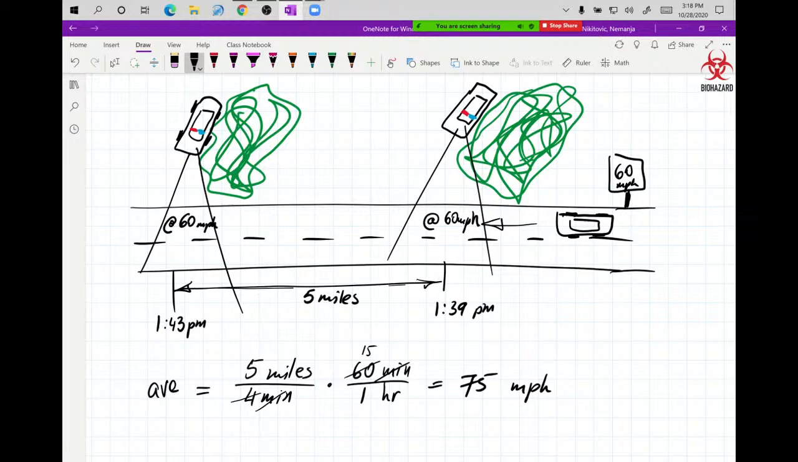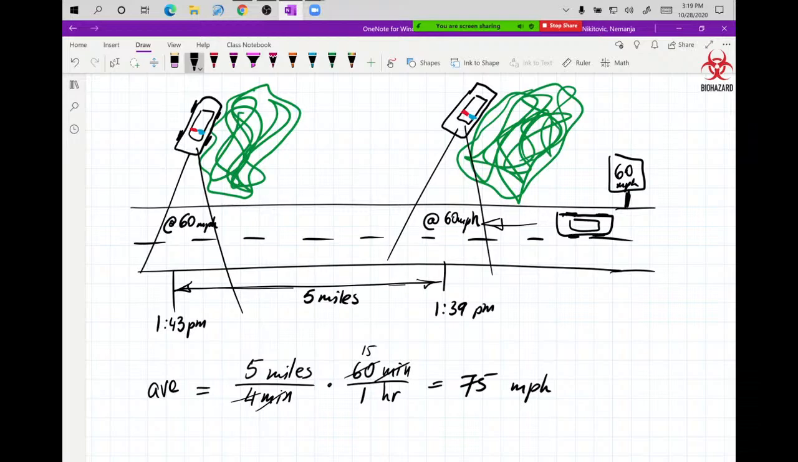So from the time you were clocked at the first speed trap, this timestamp of 1:39, and then the timestamp of 1:43 for the second speed trap, that is enough for officers to know that you were speeding in between the two, right? There is 5 miles of road in between. Now, as I mentioned at the beginning of the lecture, they always clock you for instantaneous, not the average speed.